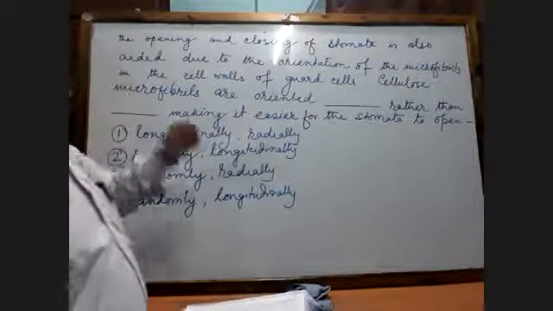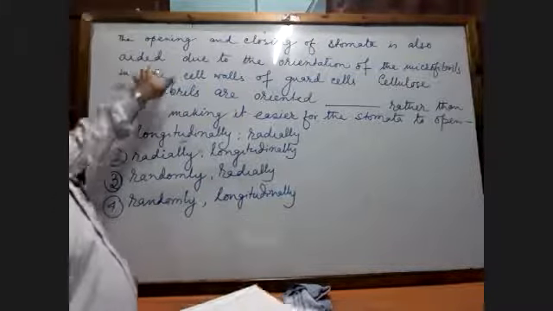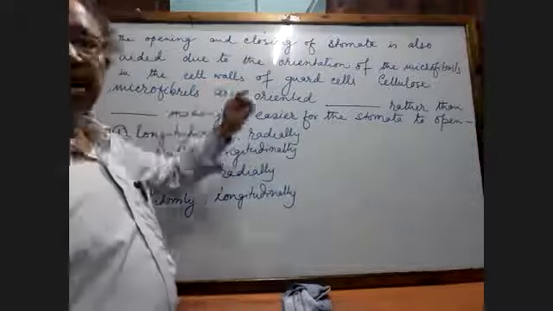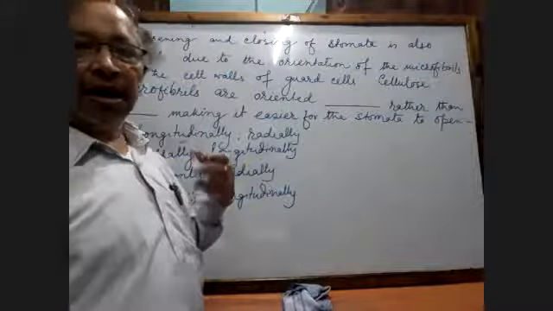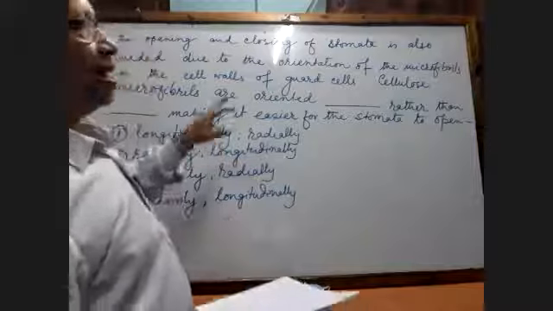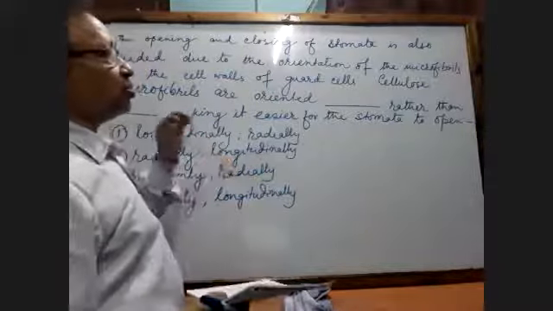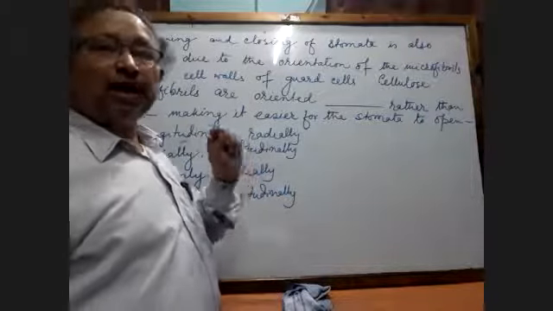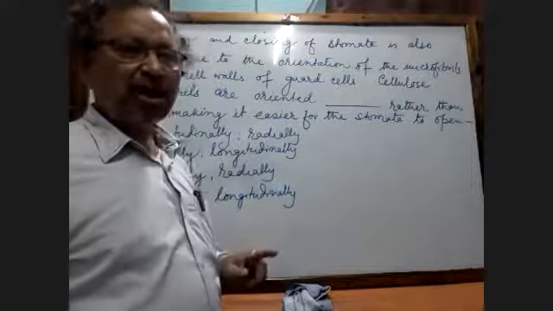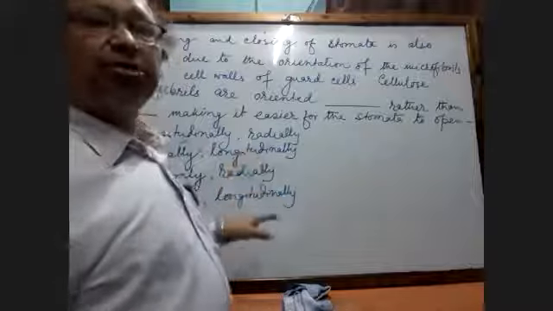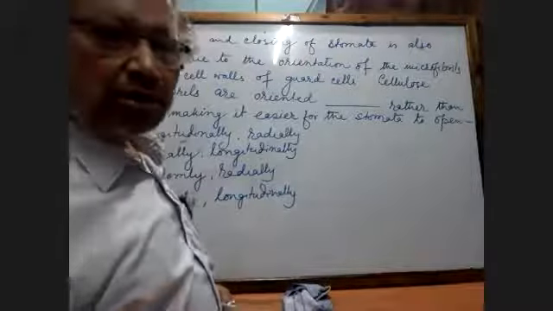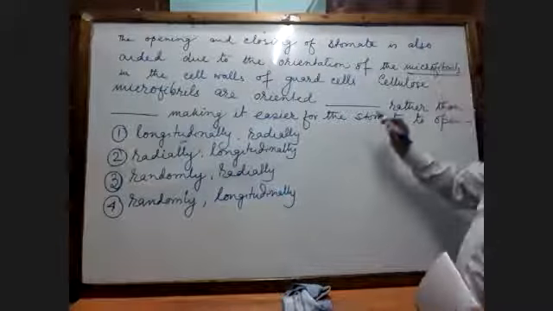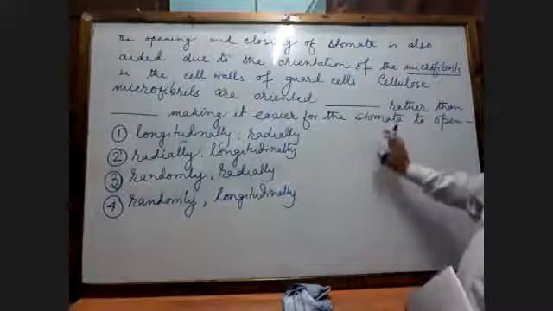The question is, opening and closing of the stomata is also supported by the orientation of the microfibril of the cell wall of the guard cell. We know it is the guard cell which moves. The guard cell changes its shape and the stomata open and close. One of the factors is the microfibril, that is the cellulose. We know the cell wall is made of cellulose, and cellulose is a long chain of glucose molecules, and these glucose molecules make microfibrils.